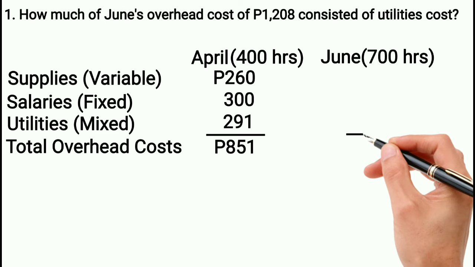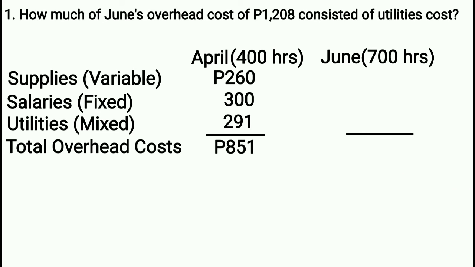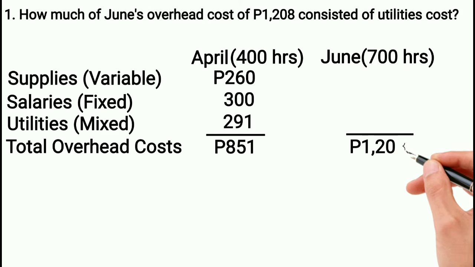In June, the machine hours are 700 hours. At sinabi dito sa problem na ang total overhead cost sa June ay 1,208 pesos. In order to supply the missing amounts in June, kailangan nating gamitin yung data sa April. Sa 1,208 pesos na yan, ilan ba ang variable cost, ilan ba ang fixed cost, at ilan ba ang mixed cost? Unahin natin yung supplies na variable cost.